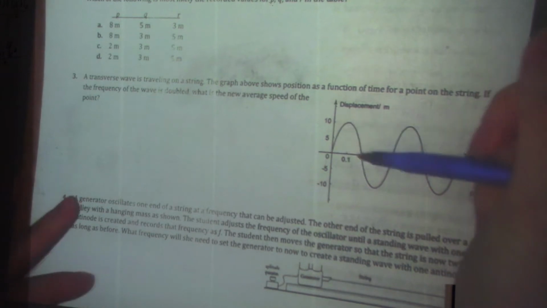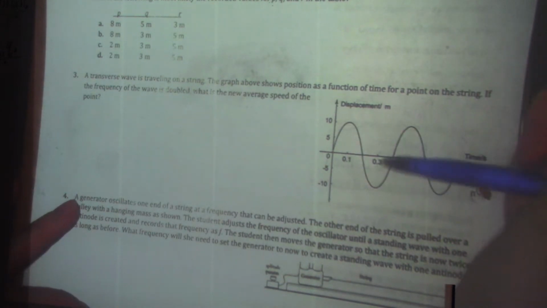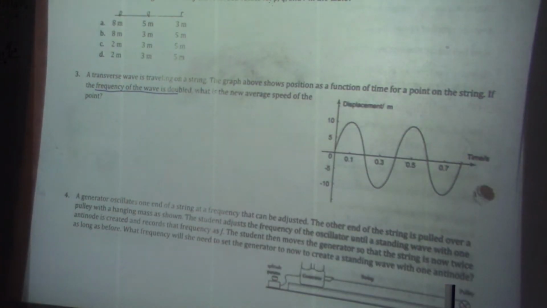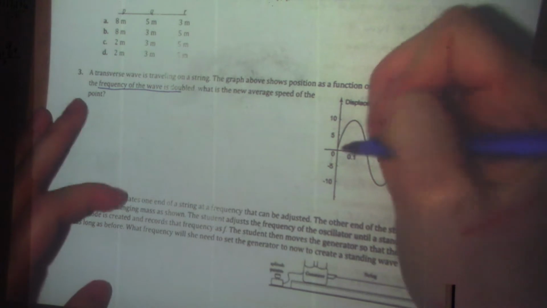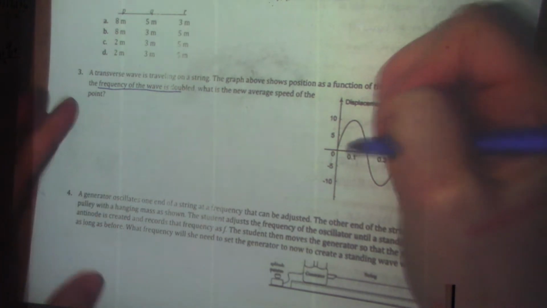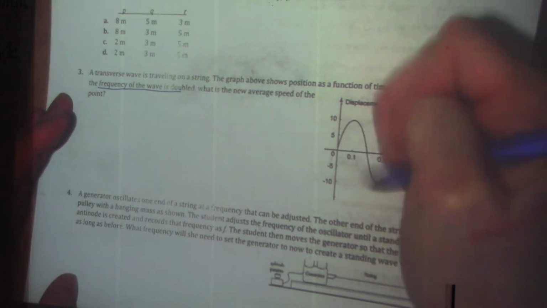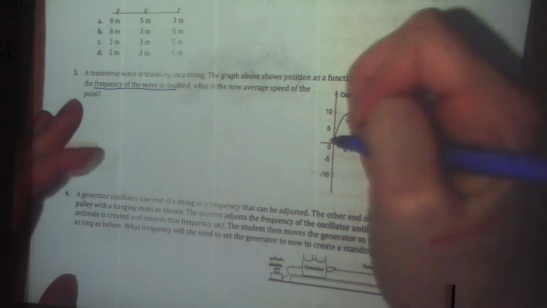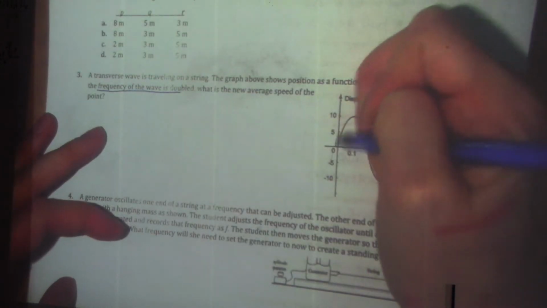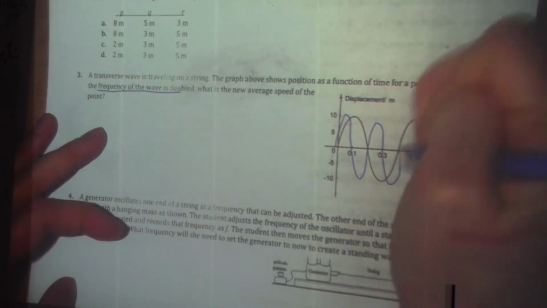For number 3, I was saying how you could very easily find the average speed of the point right now, but be careful, because what I asked for is to double the frequency and then find the average speed. So I'm going to draw in double the frequency. If you have more waves per second, then you're squishing in more waves in the same amount of time. So instead of 1 wave right here, you would get 2 waves right here.